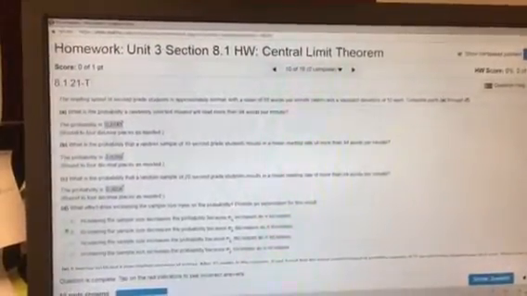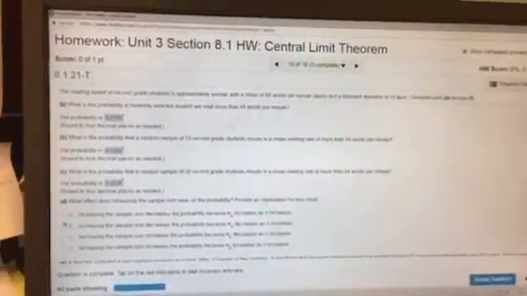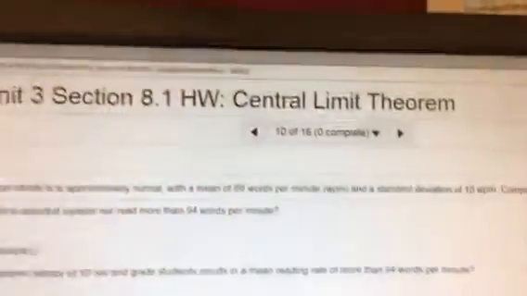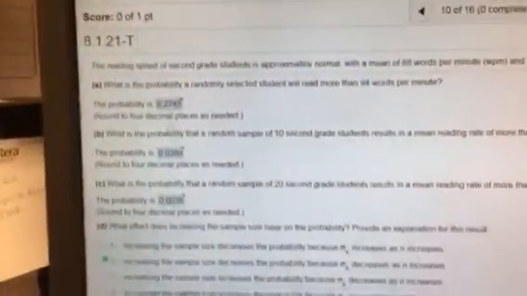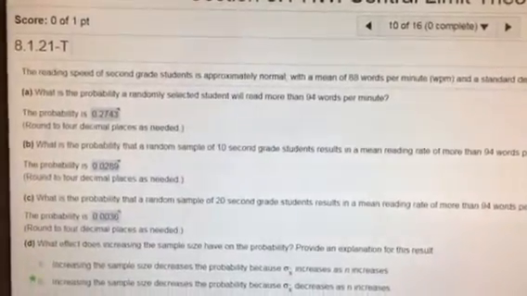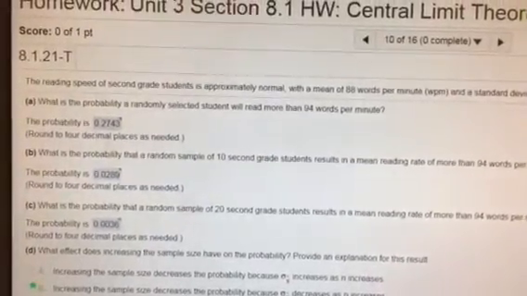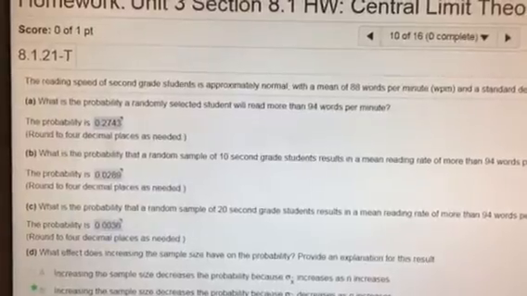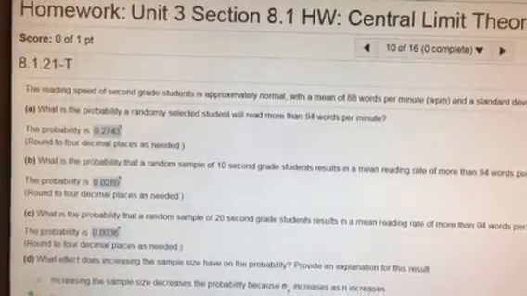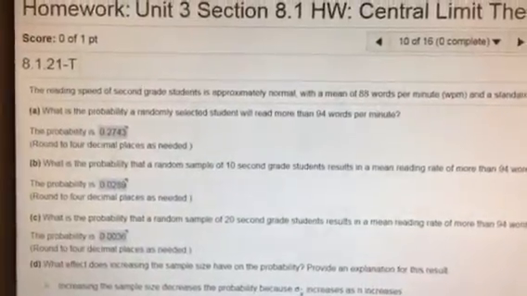Hello students, I'm going to show you another problem that's in section 8.1 in unit 3, and this is going to be problem number 10. There are several parts to this problem, so what I want to do is walk you through this so that you can understand the concept in this section. Now, what's going to happen in this problem is they're going to give you a population mean and a population standard deviation. So let's read through the problem.